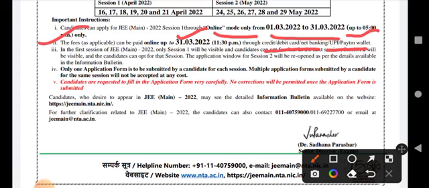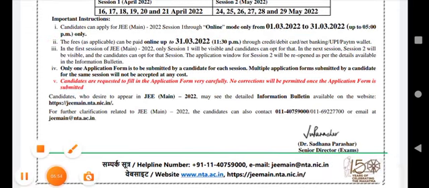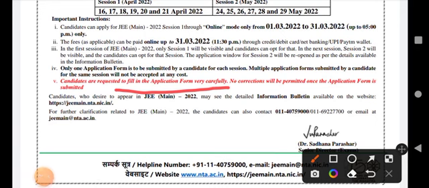One more point is that the candidates are requested to fill in the application form very carefully, and there are no further corrections. This is very important. You need to submit only one application per candidate for each session. Multiple application forms submitted by a candidate for the same session will not be accepted.